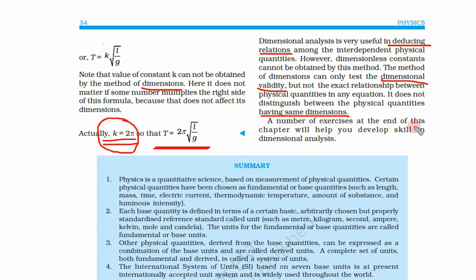A number of exercises at the end of this chapter will help you in developing the skill. Also, you can go to the appendix section to learn more about these dimensions. At least you should try to remember 2 or 3 quantities and their dimensions daily.